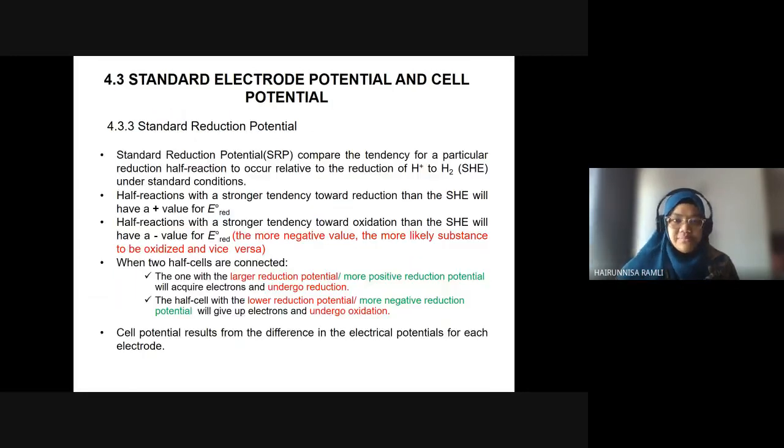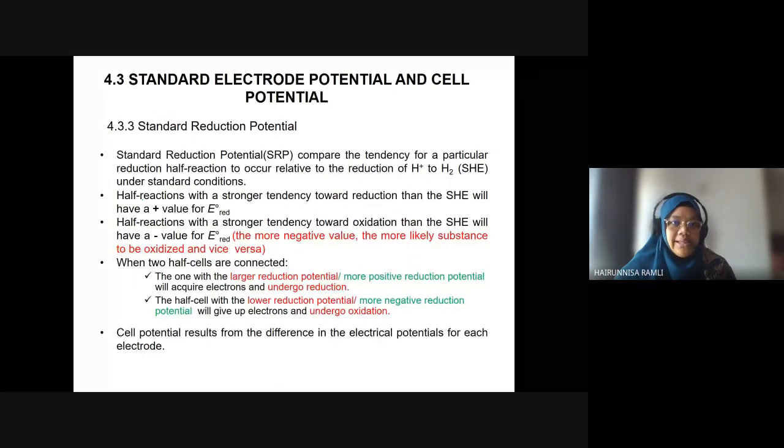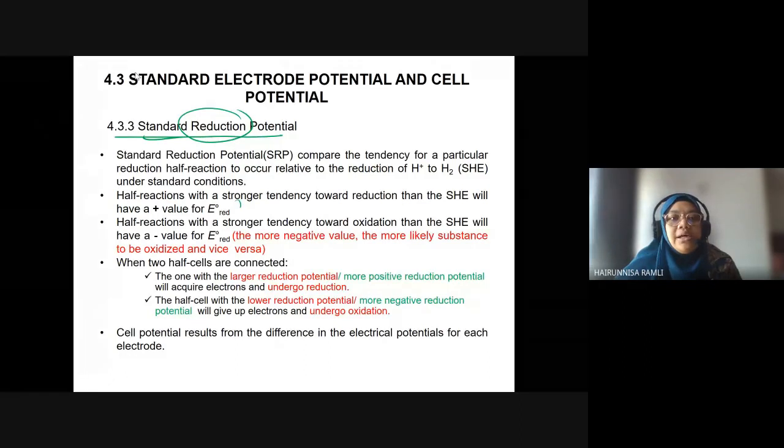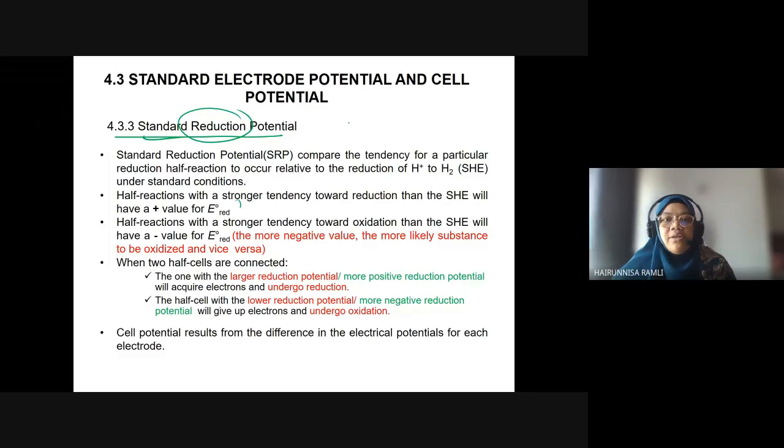Okay? So that's why kita come out dengan this standard reduction potential. Kita guna perkataan reduction ni, sebab sebelum ni saya ada mention standard electrode potential kan. So standard reduction potential ni adalah electrode potential tapi dalam bentuk reduction. Means that you ada A plus electron to produce A apa? Plus contoh. Electron tu berada dekat sebelah kiri sahaja. Dia takkan ada sebelah kanan.